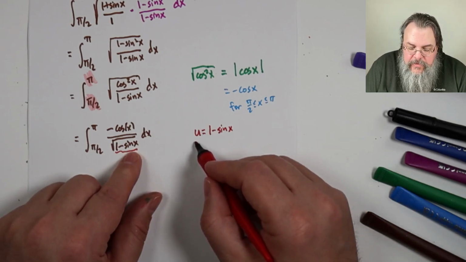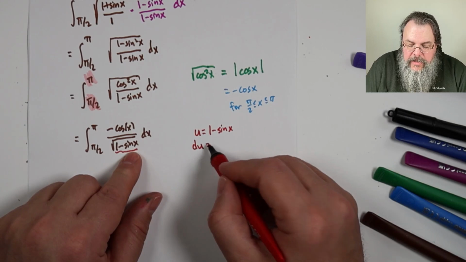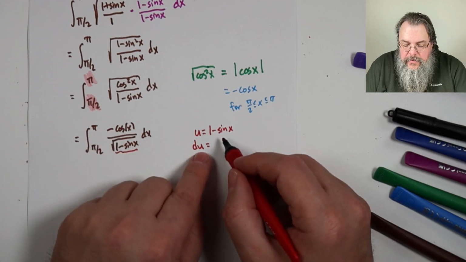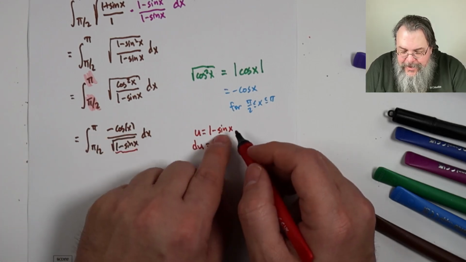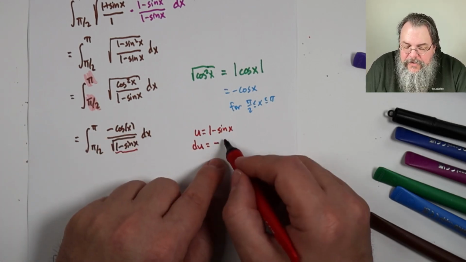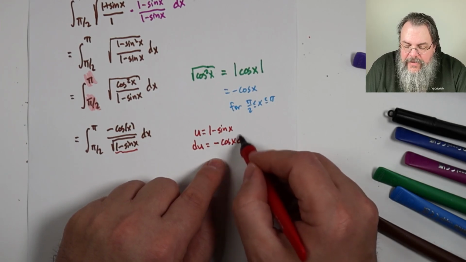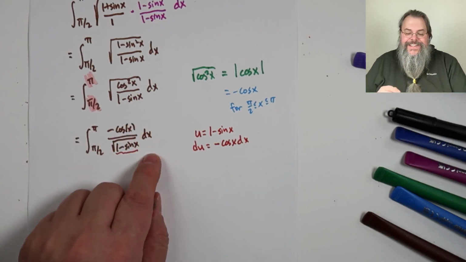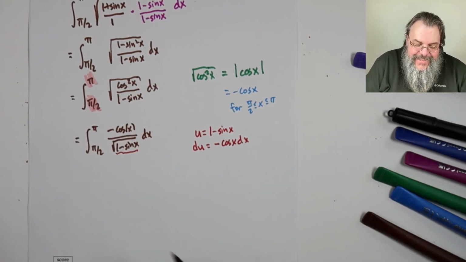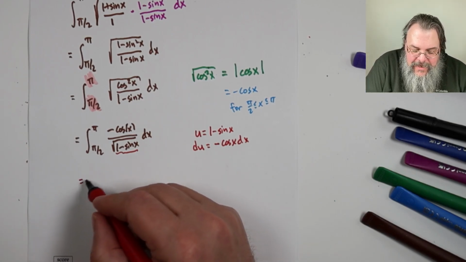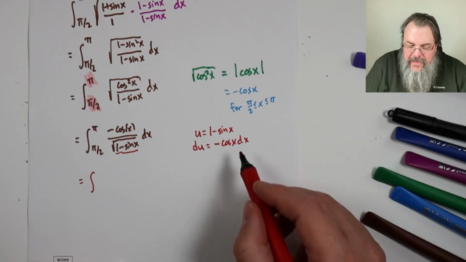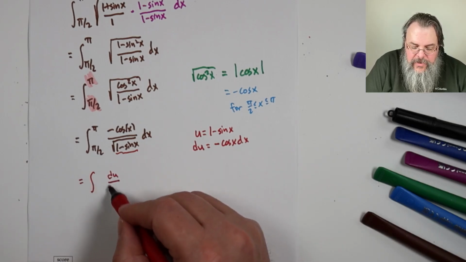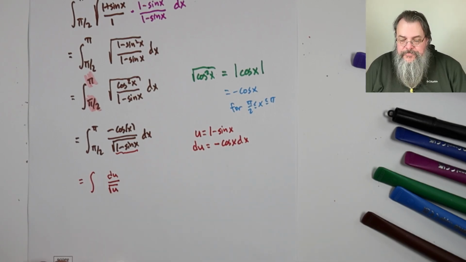And we say, well, what is our du? Negative derivative of sine is cosine x dx. Nice. Okay, so we have the integral of du over square root of u.